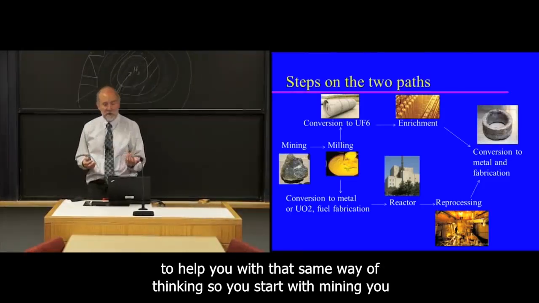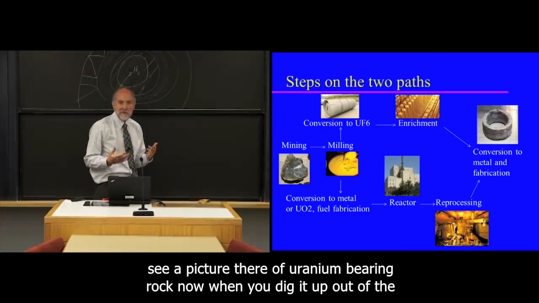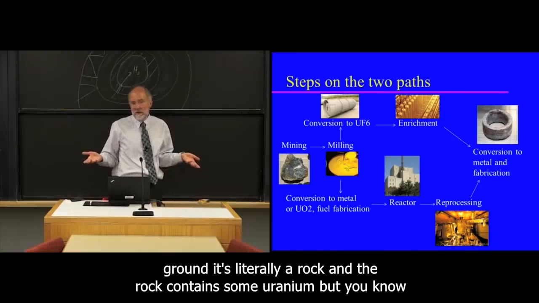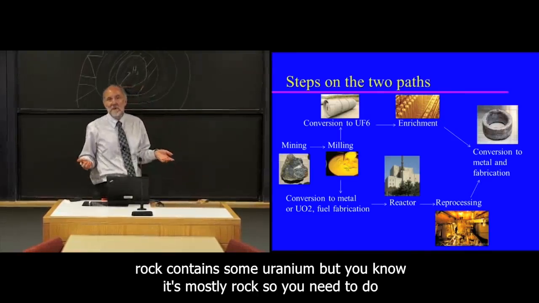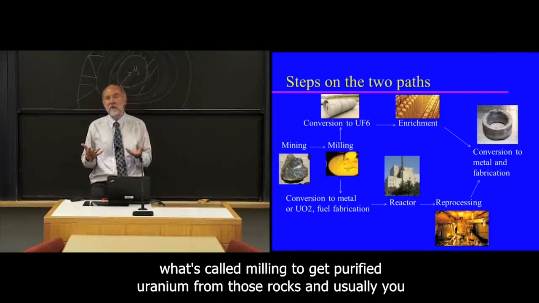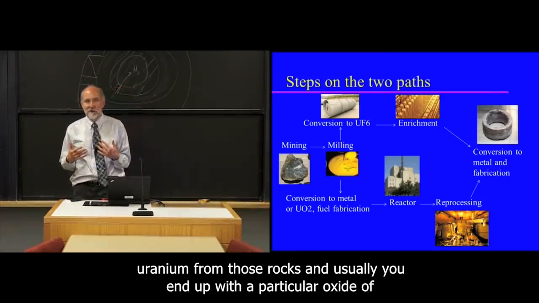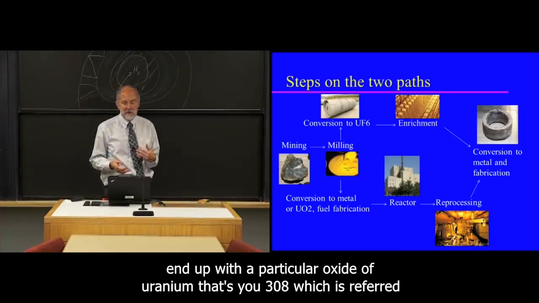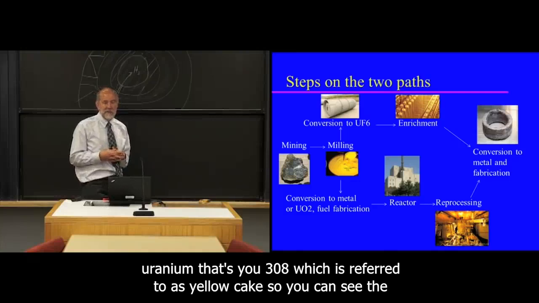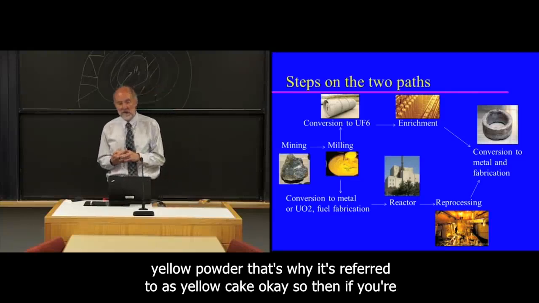So you start with mining. You see a picture there of a uranium-bearing rock. Now, when you dig it up out of the ground, it's literally a rock, and the rock contains some uranium, but it's mostly rock. So you need to do what's called milling to get purified uranium from those rocks. And usually you end up with a particular oxide of uranium, U3O8, which is referred to as yellow cake. You can see the picture under milling there is a bright yellow powder. That's why it's referred to as yellow cake.